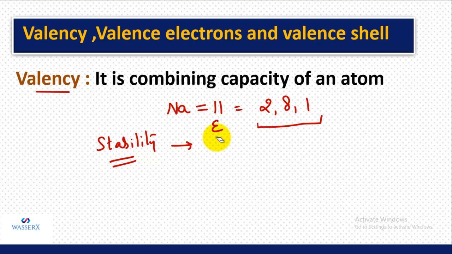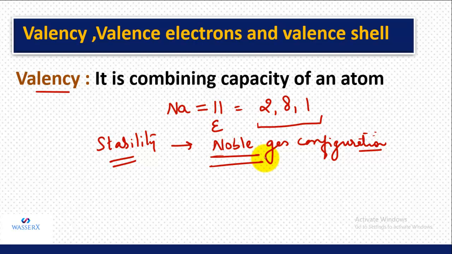So in this case, the stability of an atom is confined to noble gas configuration. Noble gas configuration is a stable configuration. What do you mean by noble gas configuration? It means the atom should possess only those shells which possess the maximum electrons in them. That means they should be fully filled, or they can be half filled also. But at your standard, you need to know just the fully filled concept.